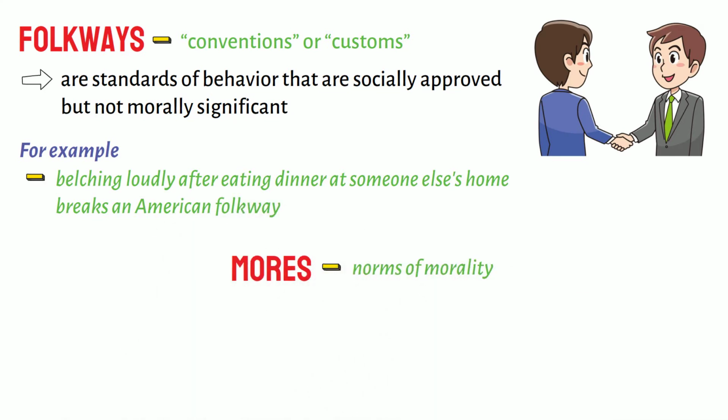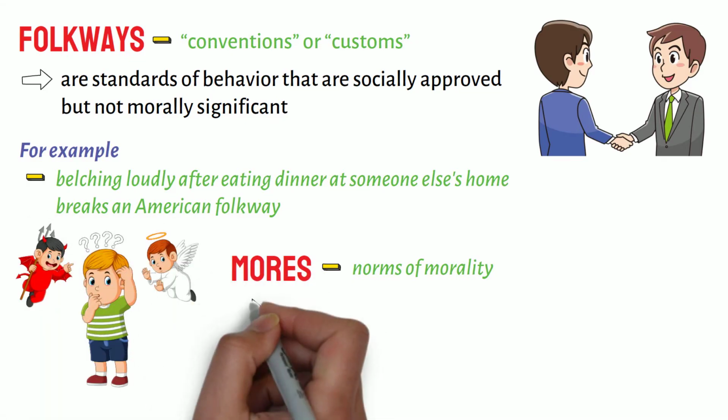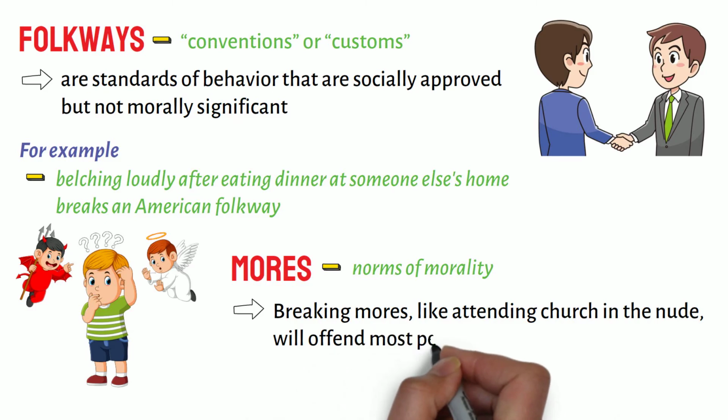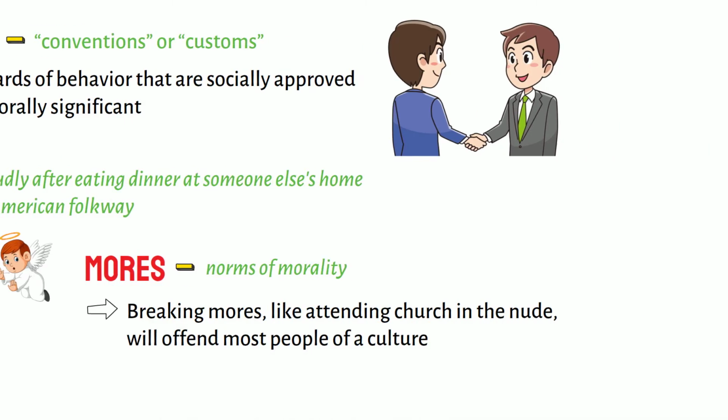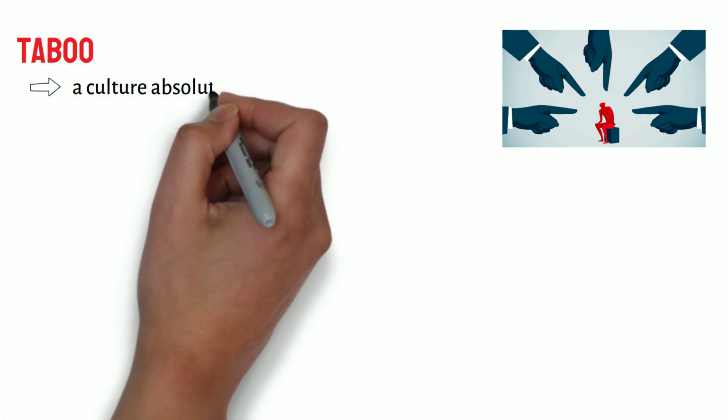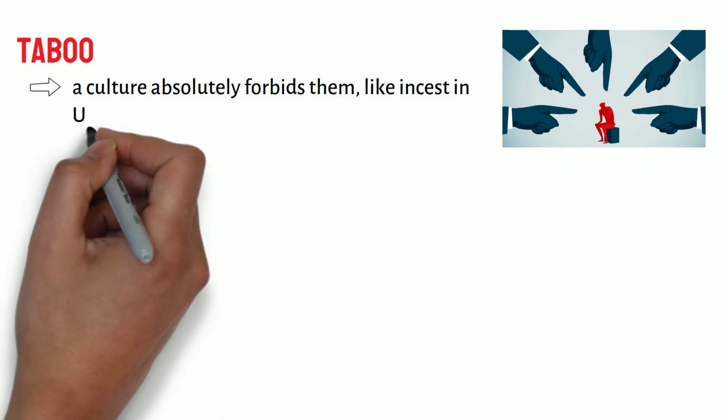Mores are norms of morality. Breaking mores, like attending church in the nude, will offend most people of a culture. Certain behaviors are considered taboo, meaning a culture absolutely forbids them, like incest in US culture.